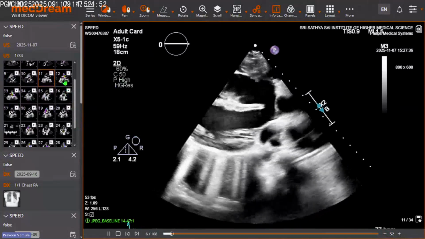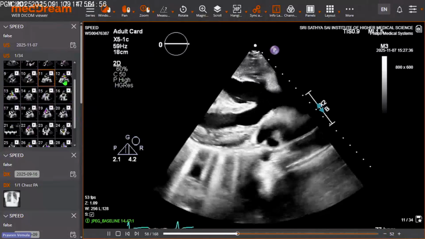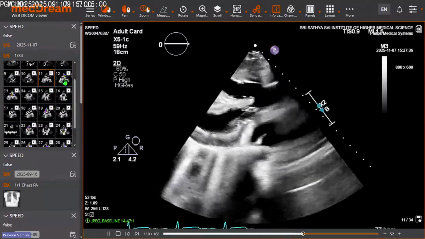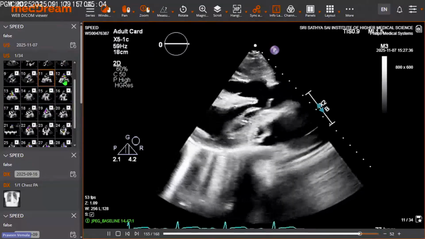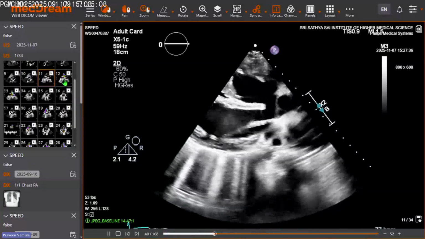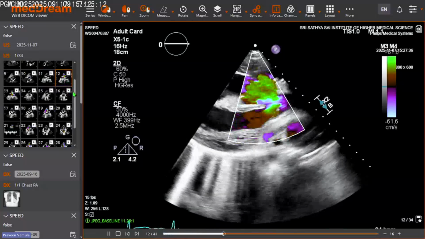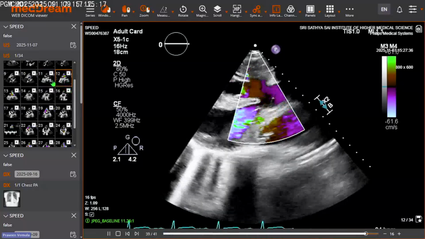Next slide. There is RV, normally in the parasternal long axis view you're not able to see this much RV cavity. So considering some features of RV dilatation, I want to see it in further views. Next slide, please. RV dilatation or RV hypertrophy? RV also appears to be hypertrophied. On echocardiography, RV dimension is more than normal actually.